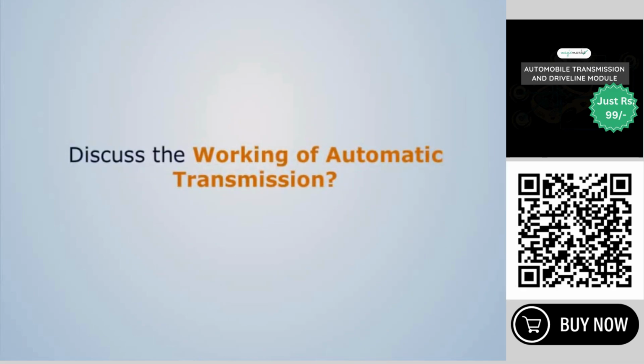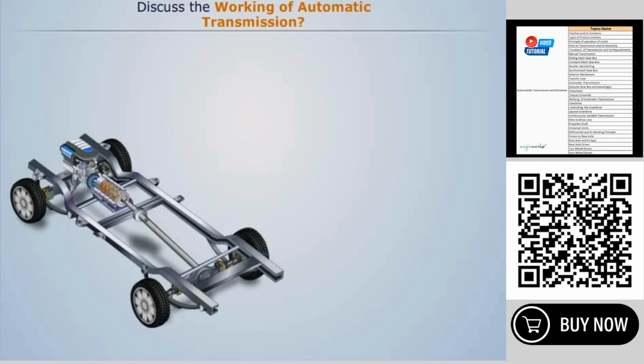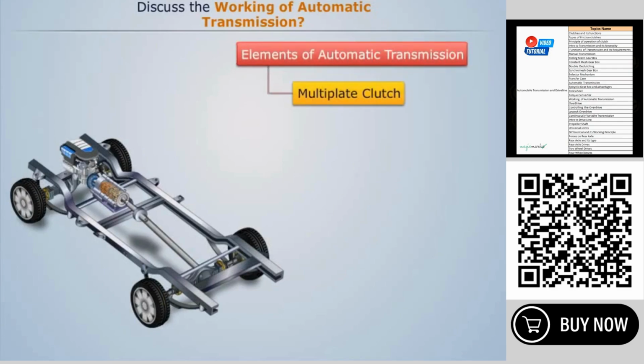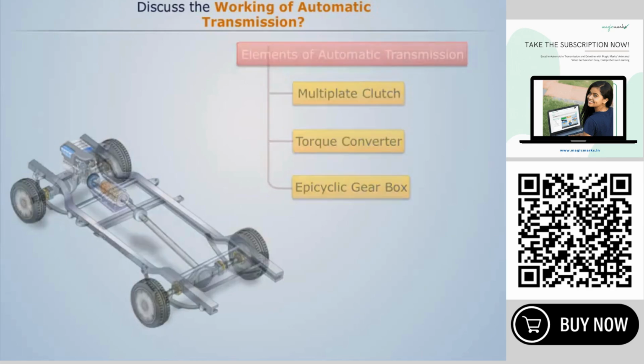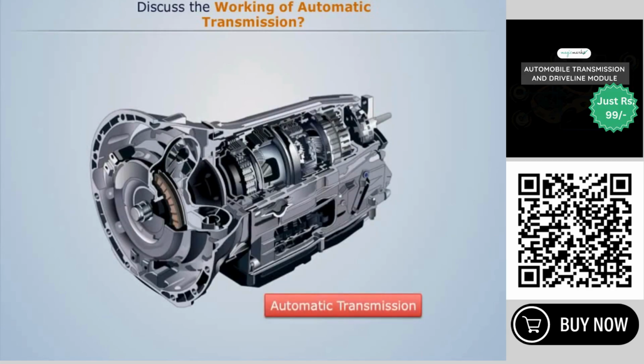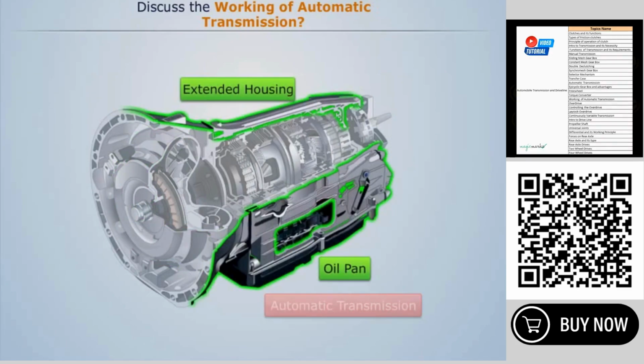Let's discuss the working of automatic transmission. We know that automatic transmissions mainly consist of multiplate clutch, torque converter and epicyclic gearbox. Now let's understand the working of this automatic transmission. The outer components of an automatic transmission are converter housing case, oil pan and extended housing.